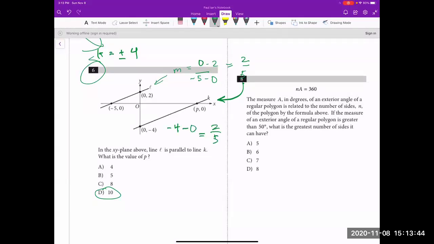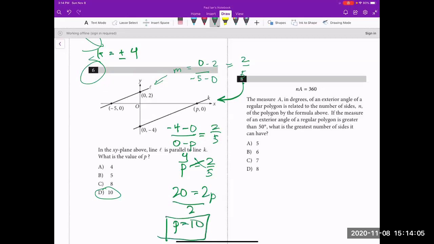That's pretty much the concept here, though. If they're parallel, they're pretty much the same slope. And you just solve for p, right? Yeah. And then you end up seeing that, let's say, 4 and 22 cross multiply.